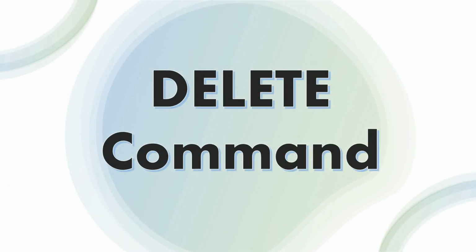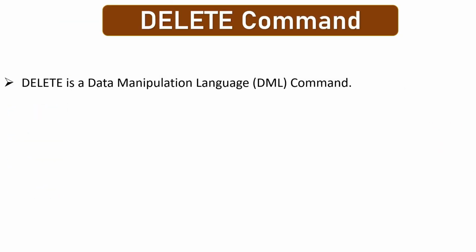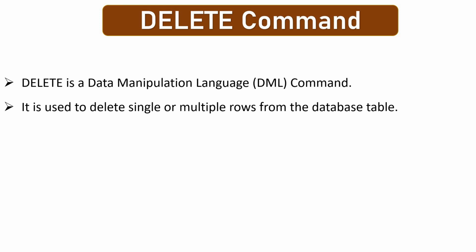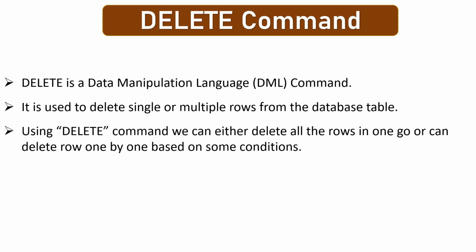So first we will see the DELETE command. This DELETE command comes under DML, which means it deals with the data present in the database table. It is very clear by the name of the command that it is used to delete something. Basically it is used to delete single or multiple rows from a table. With this command we can also delete all the rows of a table in one go, or we can delete one or more rows according to some specific conditions.